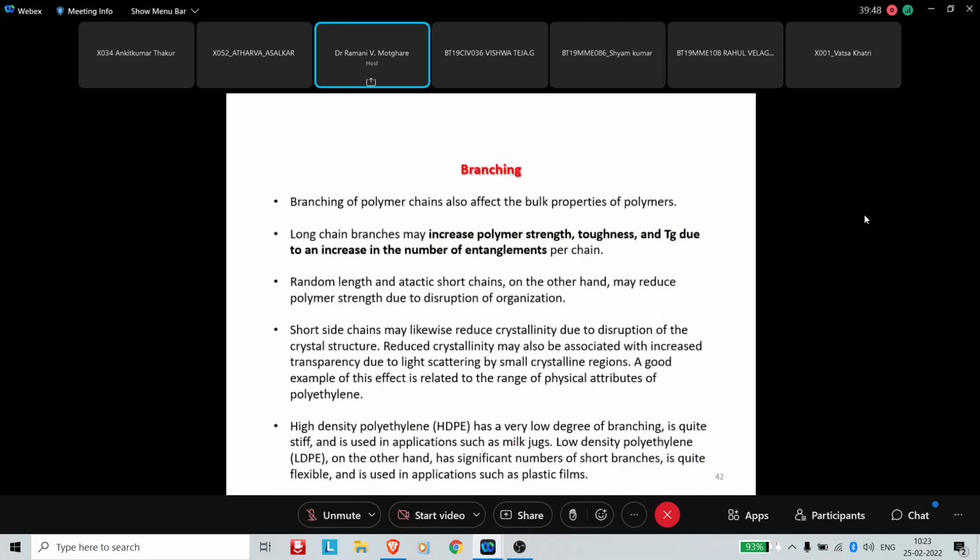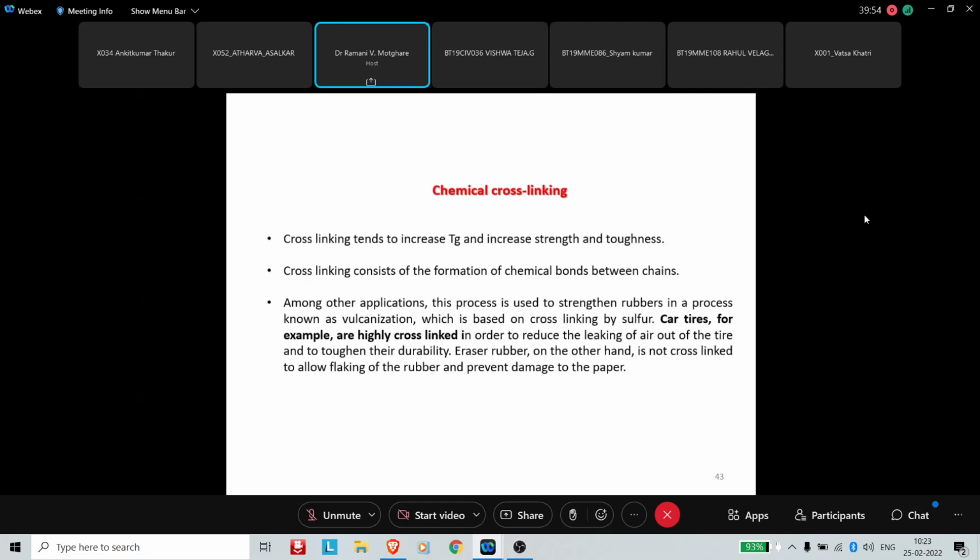Then you have branching. The greater the branching, the more the strength. It will become more and more rigid if branching or cross-linking increases. Then chemical cross-linking. Cross-linking tends to increase the Tg and increase strength and toughness. Cross-linking consists of formation of chemical bonds between the chains. Vulcanization of rubber is one example. Car tires, for example, are highly cross-linked rubber material, as I told you in the very beginning.